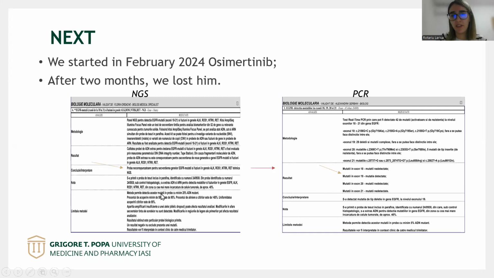I'm sorry that the results are in Romanian. I couldn't translate them. But here, first, they performed NGS, and what I pointed out is that they say the tissue was not good enough for driver mutation testing, so they performed PCR, and they found the mutation in exon 19 for EGFR. So we started osimertinib in February 2024, but unfortunately it was too late because he had progressed, he had brain mets, and after 2 months of treatment, we lost him.